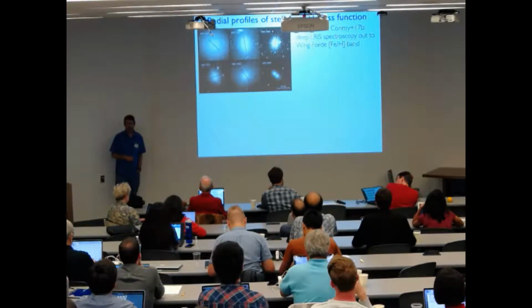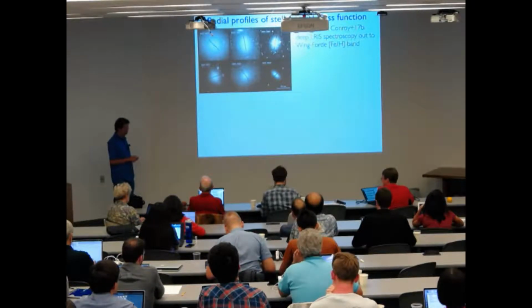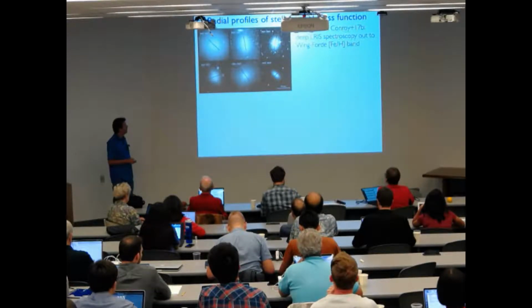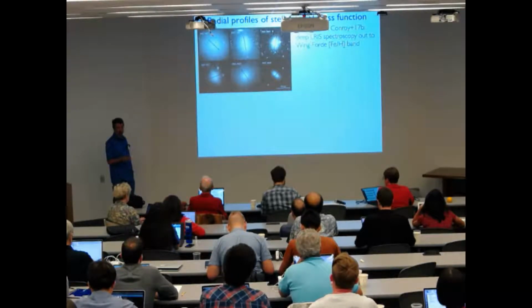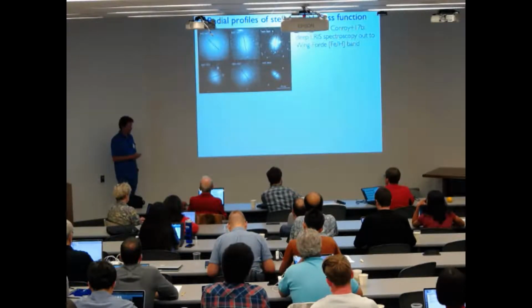We used the Keck LRES spectrograph to get long slit spectroscopy out to about an effective radius in a handful of elliptical galaxies and S0 galaxies. We looked at the Wing-Ford band, or modeled the full spectrum, but particularly used the Wing-Ford band, which is a diagnostic of the IMF. So you heard a little bit already about the IMF variations. This is one of the key clues for why we think there are IMF variations.